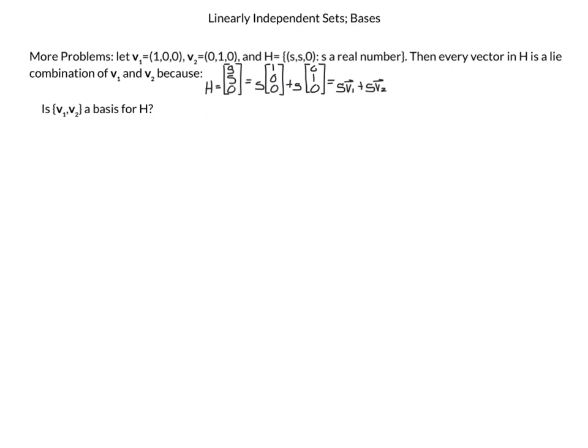This last problem: let v1 equal the vector 1, 0, 0, and v2 equal the vector 0, 1, 0, and let H be the set of vectors that have the form (s, s, 0), where s is a real number. I rewrote this in column form. Then every vector in H is a linear combination of v1 and v2, because H, which is (s, s, 0), is equal to s times v1 plus s times v2. The question is: are v1, v2 a basis for H?